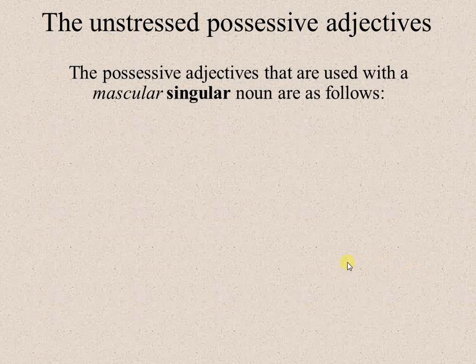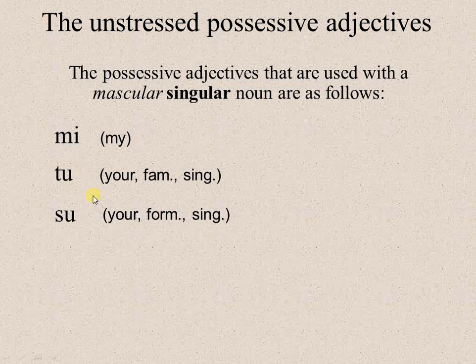The possessive adjectives that are used with a masculine singular noun are as follows. Mi, my; tu, your, familiar, singular. Now observe, no accent mark here. If you put the accent mark, you're saying you. No accent mark, it means your. Su, your, formal, because if you're talking to somebody in a formal way, you cannot use tu as your. You're going to say your in a different way. You say su, okay? But look, su also means his or her. So the word su could mean so far your, formal, his or her.